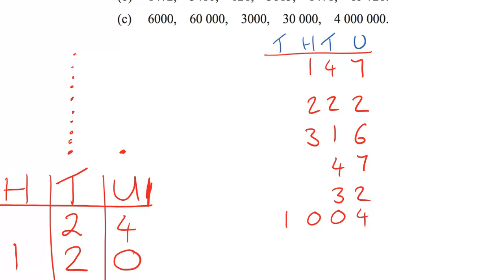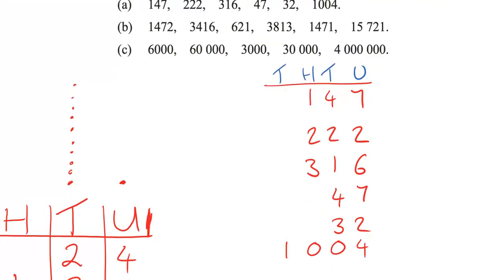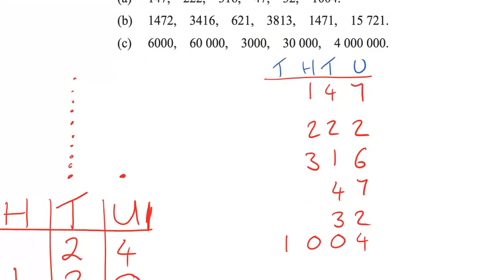So we're always going to start, if we're writing in size order with the smallest first, by concentrating on things that don't have any thousands and any hundreds. They're going to be the smallest. So we have a 47 and we have a 32. We look at those and to determine which is the smallest, well, which has the least in the tens column, because clearly that's going to be smaller. And of course, it's the 32.